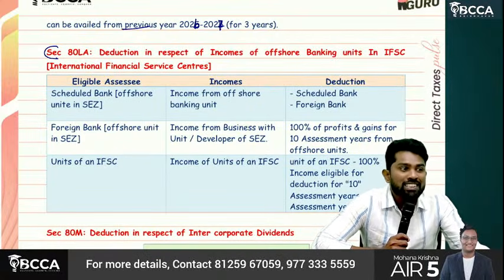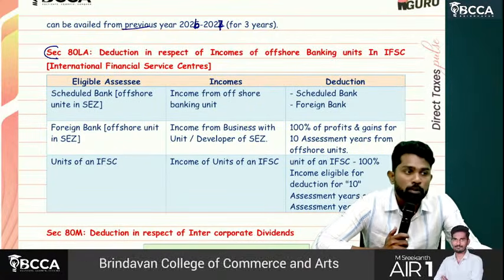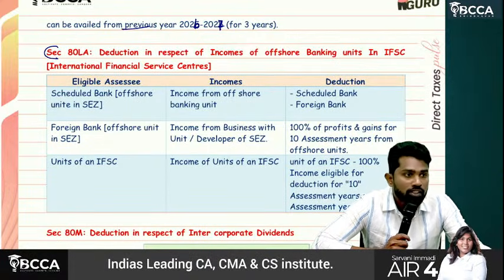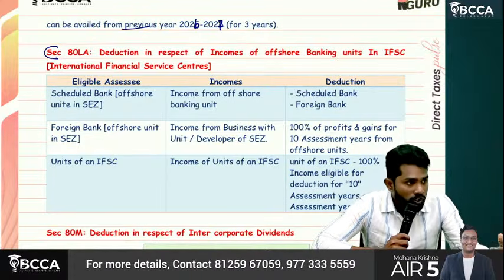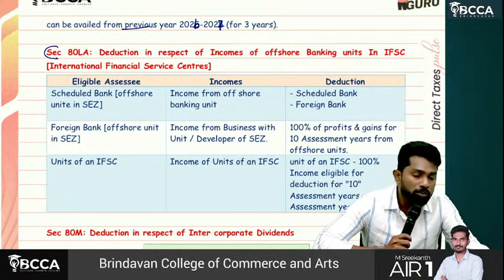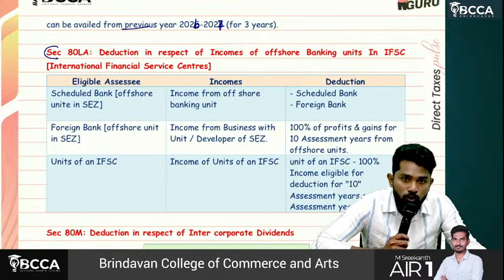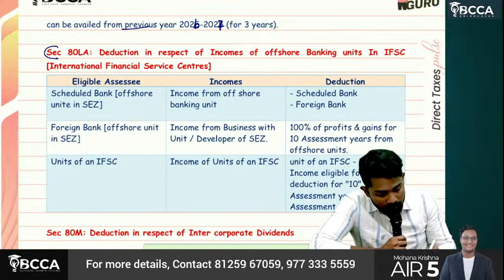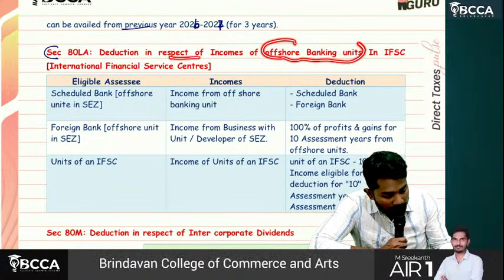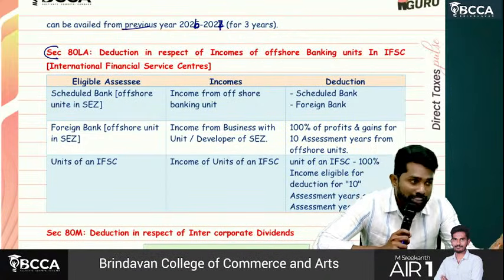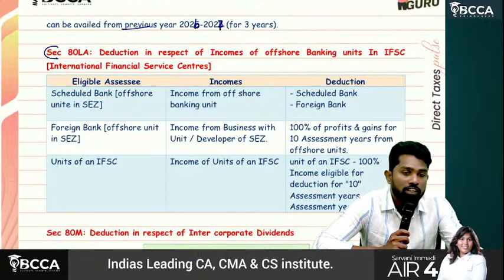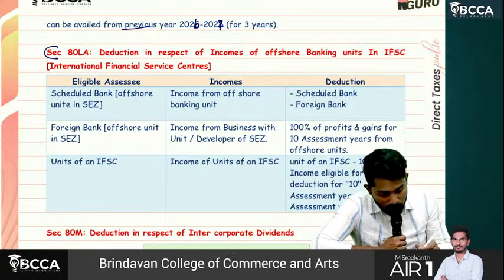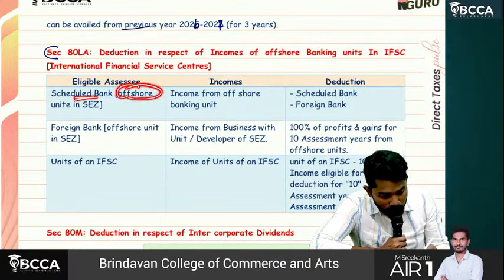But it is restricting their scope, right? So if they want to become a global bank and extend their operations even outside India, then they should accept deposits from foreign institutions and the foreign public, and also lend loans to foreign people. To facilitate that, there is a deduction in respect of offshore banking units. If SBI, State Bank of India, has a branch in London, that is nothing but an offshore unit. So a scheduled bank has an offshore unit in SEZ.